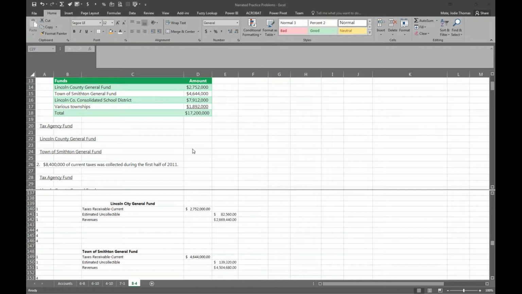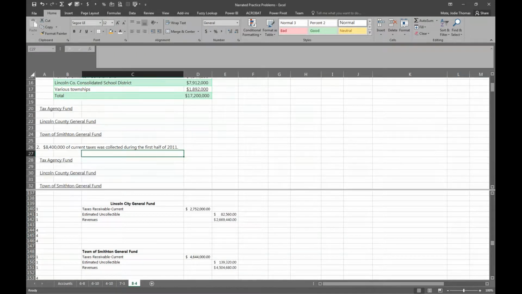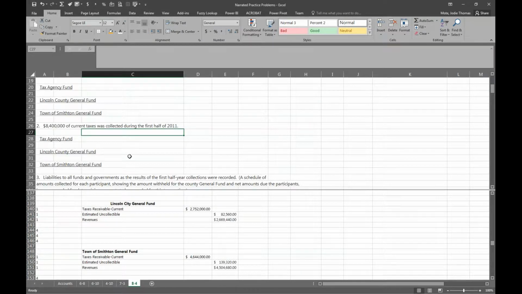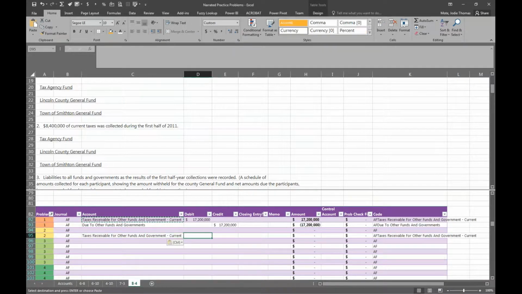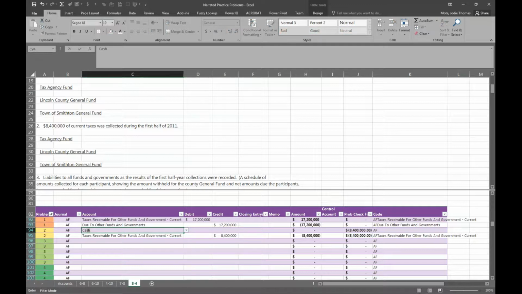Now, moving on to the second one, we're actually collecting the cash. Okay, and so this one is easy. All we're doing here is we're getting rid of part of our receivable by crediting it, and of course we're collecting cash, so that one's easy. And nothing's happened on the general fund for town of Smithton and Lincoln County yet, okay? So nothing to record here for problem number 2.